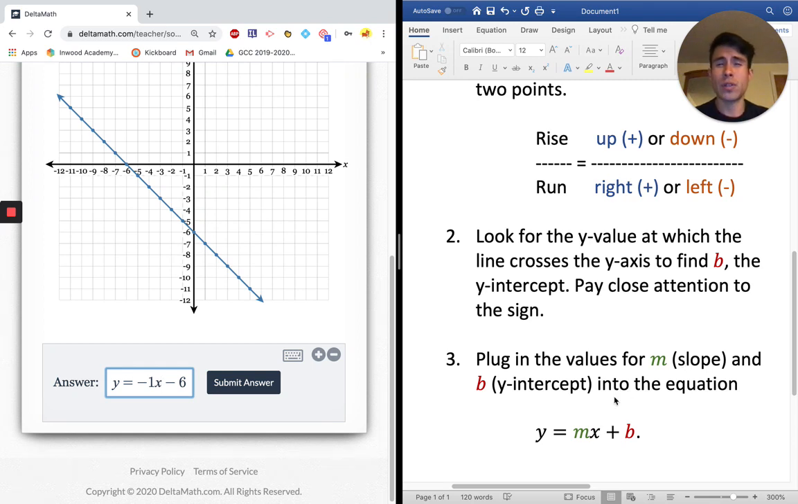Okay, so pay close attention to your signs. Pay close attention to how you write your answer. Okay, and make sure you've identified your slope and your y-intercept. Otherwise, go ahead, guys. You guys got this. Anything, ask us questions. All right, we're here to help you.